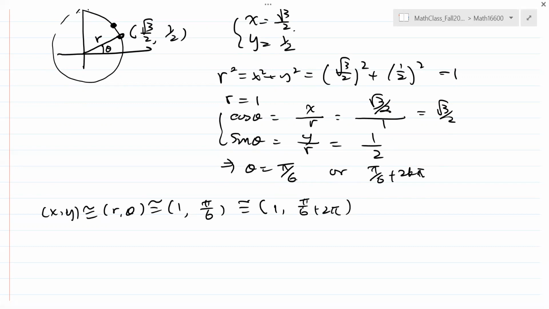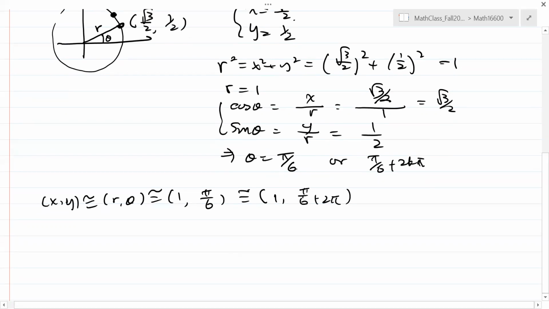So now, what happens if I let R be negative? If R is negative, you can try it this way. When R is negative, it begins with, so this is the angle. This is the point here. Here's π/6, no direction.